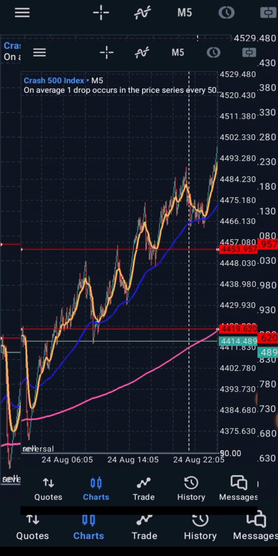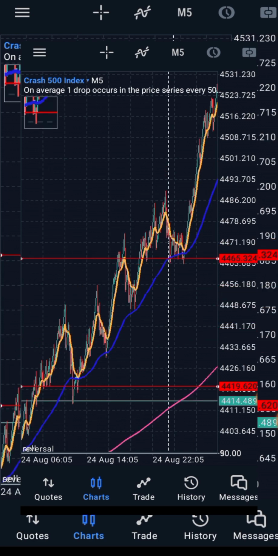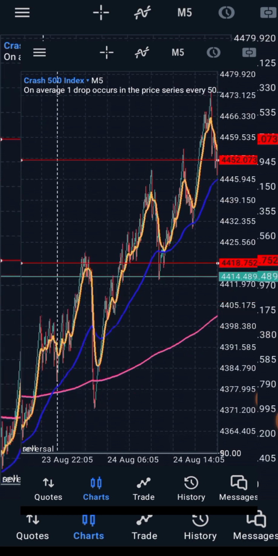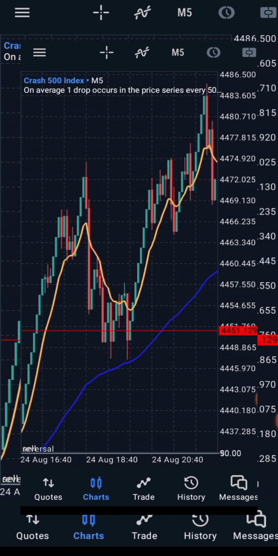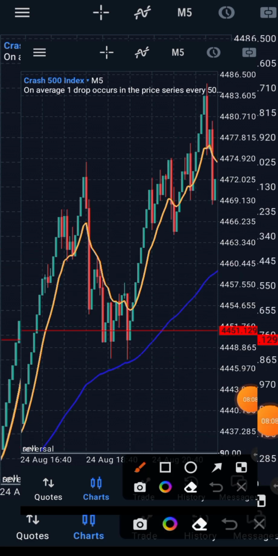So let's go back. You see the same thing happened. It happened here again, and here. The same thing. Just wait for it. Immediately it crosses over the EMA 10, this is where I take my entry. Boom. And my stop loss is below here.